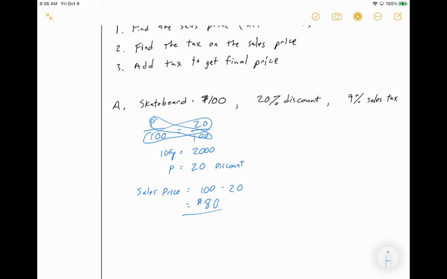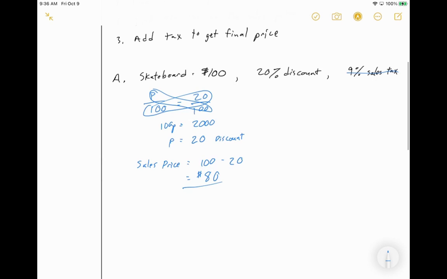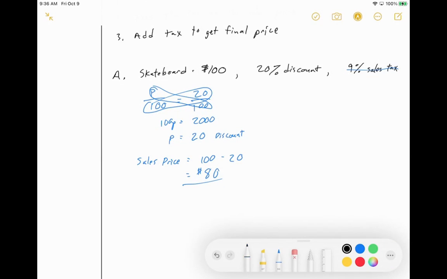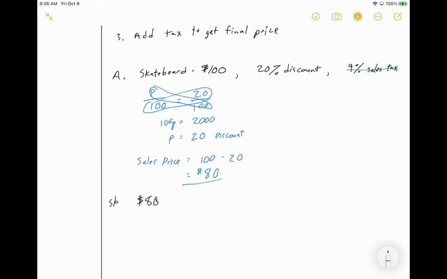Basically, what I did first is I didn't worry about the 9% sales tax. That part didn't matter to me in the beginning, but now it's like a new problem. Our skateboard now costs $80, and now we have to deal with the 9% tax.